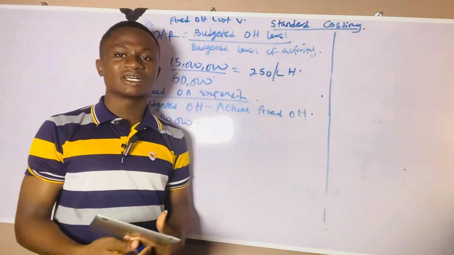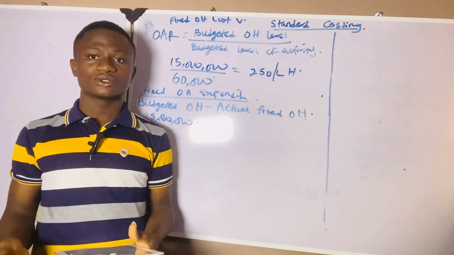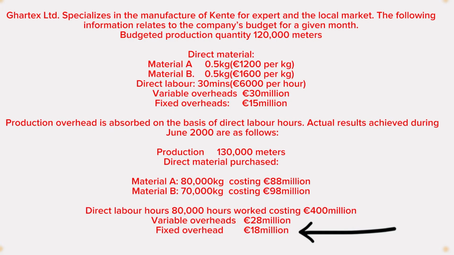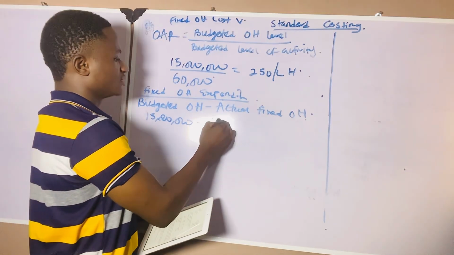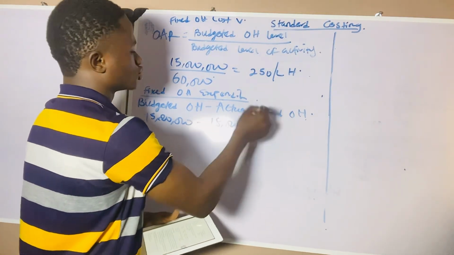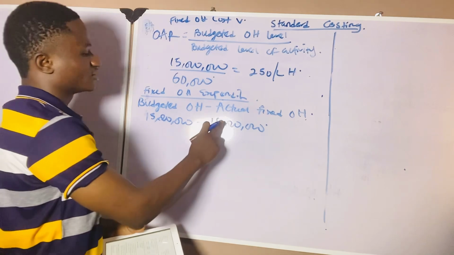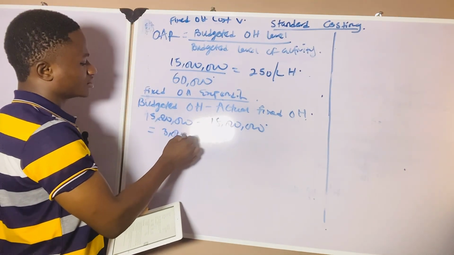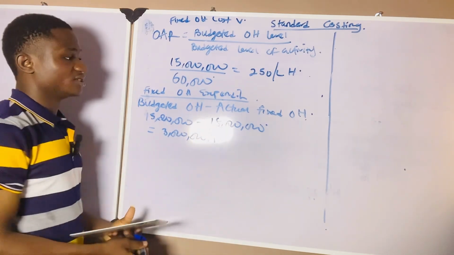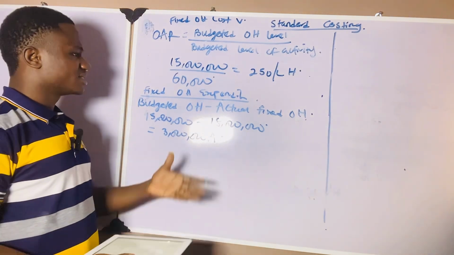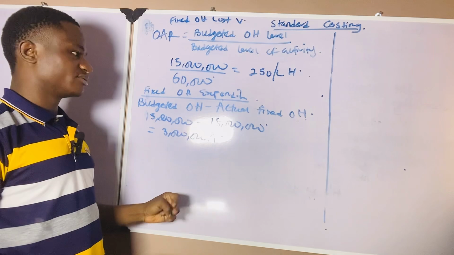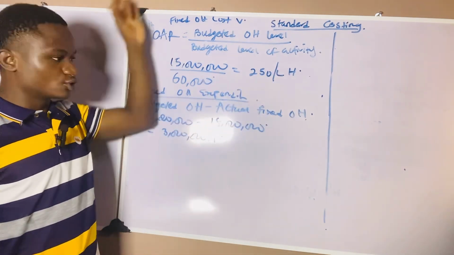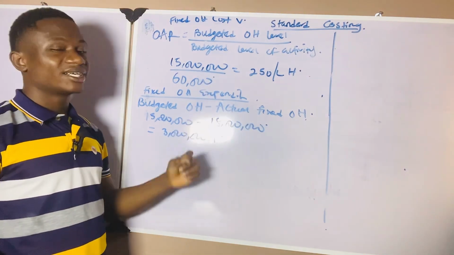So what is the actual amount I spent on fixed overhead? If you go back to the actual result that we were given, we're told that we spent 18 million. So I intend to spend 15 million. I eventually spent 18 million. So definitely I've overspent by how much? 3 million. And that is an adverse variance. So you can see that fixed overhead is quite different from every other one we've been solving from the start. It's quite different.